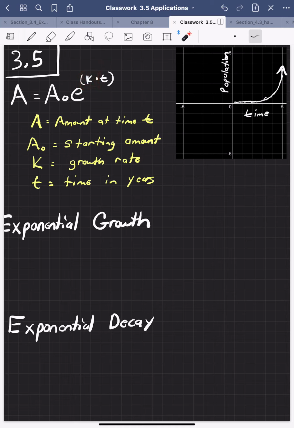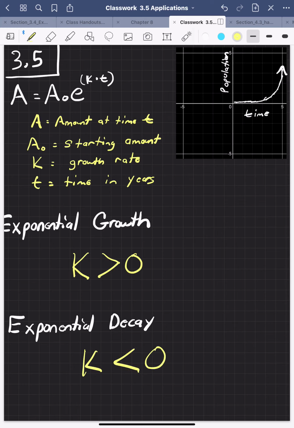That being said, I'm going to go ahead and write that down for you. So if you have a value of K that's greater than 0, then what you have is exponential growth. If you have a model where K is less than 0, you're going to be dealing with a negative growth rate, meaning decay.